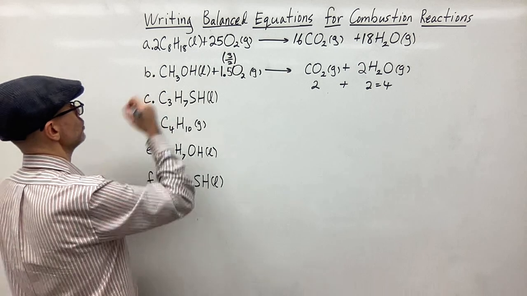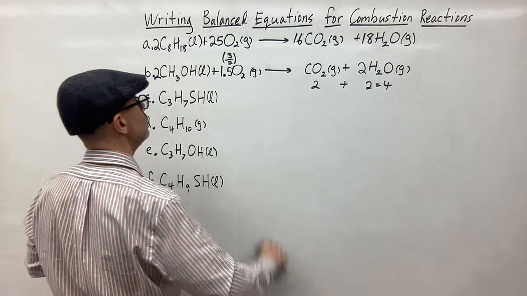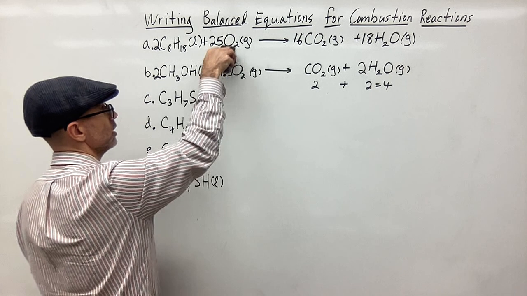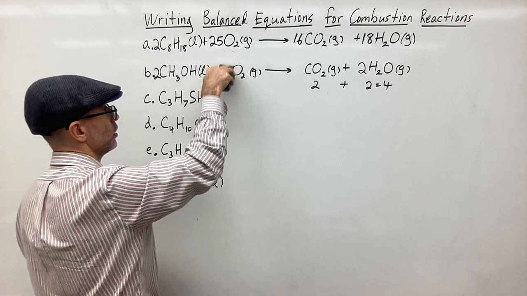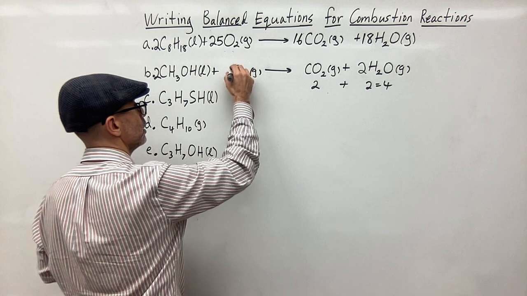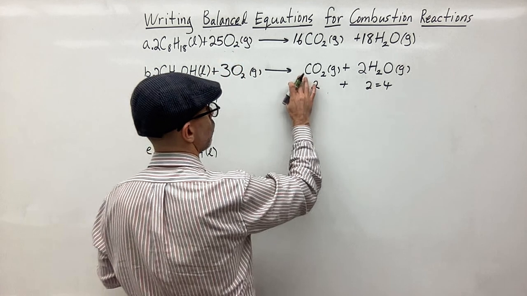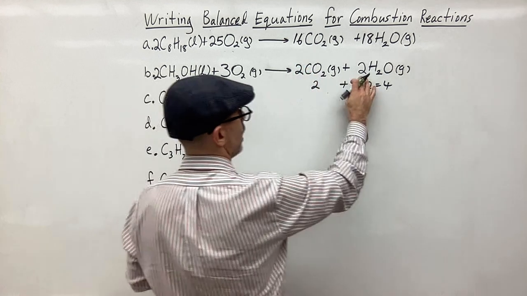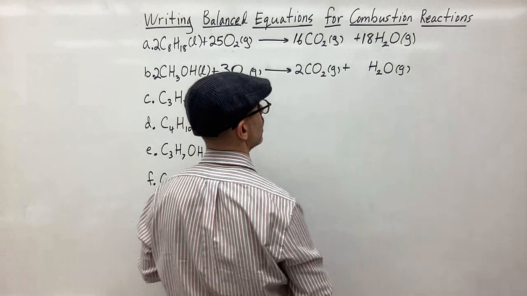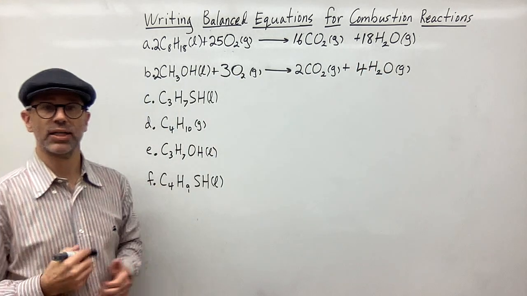So 1 times 2 is 2, so that's going to be 2 here. And again, 1.5 times 2, or 3 halves times 2, is going to give me 3. So I got 3 oxygen molecules. Here I have 1, so 1 times 2 is 2. Here I have a 2, so 2 times 2 is 4. So I'm going to get rid of the 2 and put a 4. And now my equation is balanced.